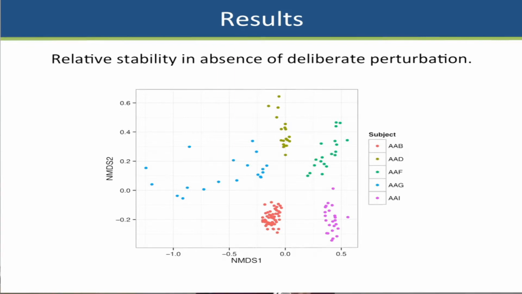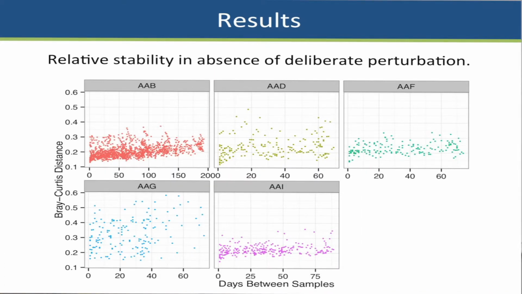Another way of looking at this is by plotting those distances between samples, but now it's pairwise, so for all of the samples in one person, we calculate the distance between each possible pair, and plot the distance in time on the x-axis and the dissimilarity on the y-axis. And what you can see is that as you go farther and farther apart, the samples don't really get much more dissimilar, which also suggests these communities are relatively stable in the absence of an applied perturbation.